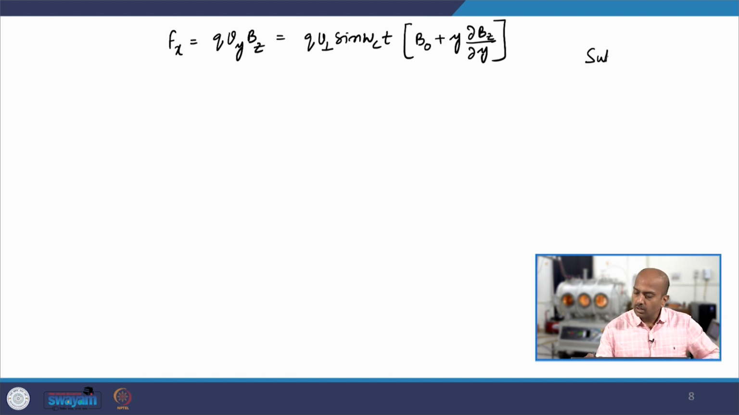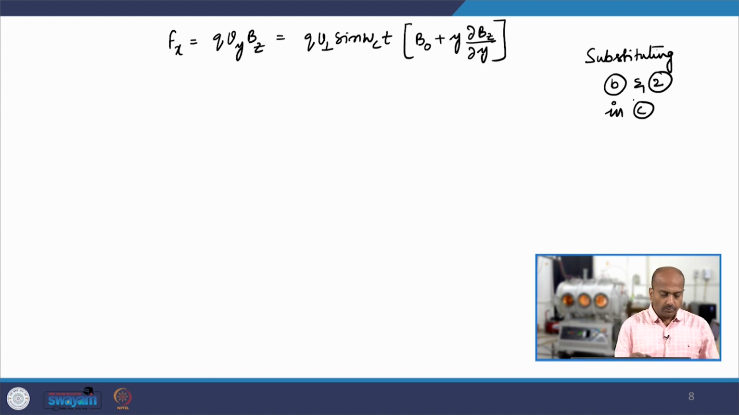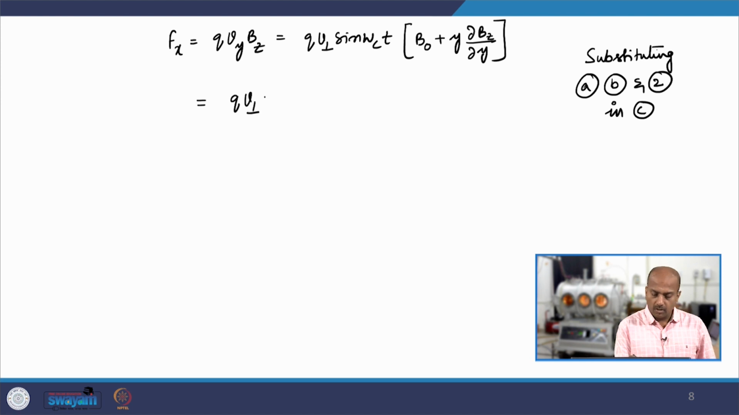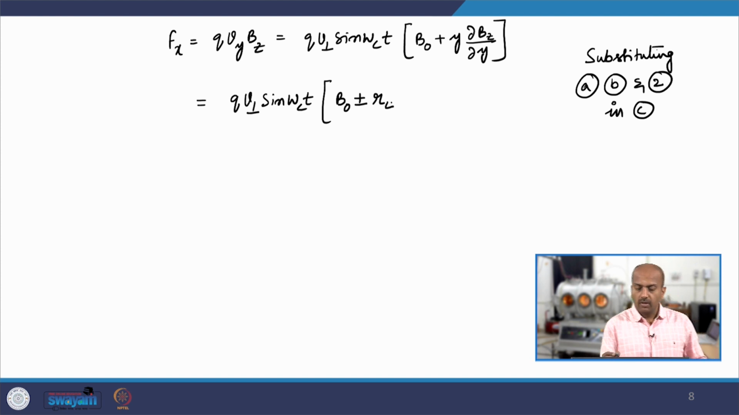So, substituting equation B and 2 in C, we get this, and which can be further simplified as q V perpendicular sine omega c t times B naught plus minus, using for y RL cos omega c t dou Bz by dou y.